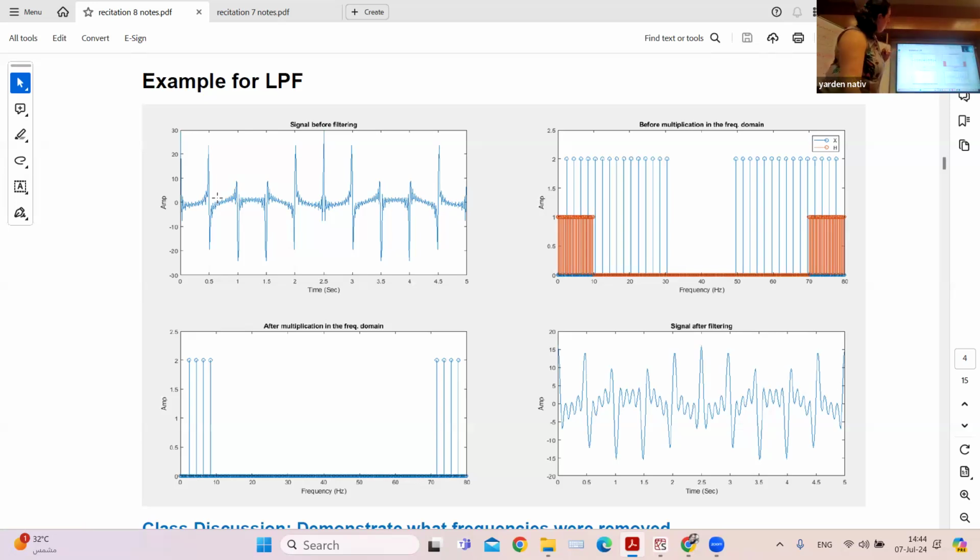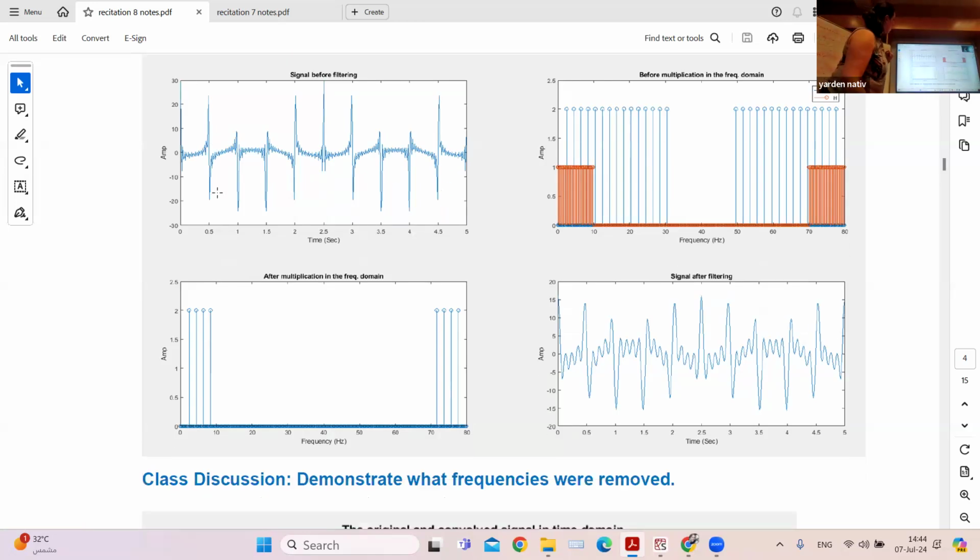And then you have this type of signal. And now, when you want to filter it, you can see over here we have the filter, which is a low pass filter. And in this low pass, you keep only this type of frequencies over here. So when you multiply this filter by this signal, you are left only with these frequencies. And then when you perform the inverse of the Fourier transform, you get this signal after filtering.